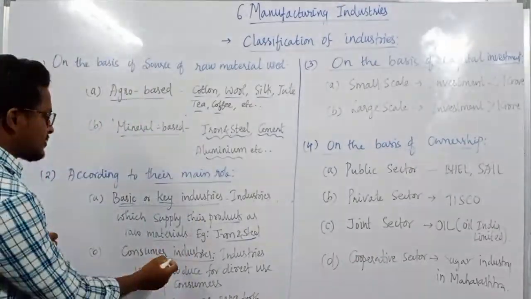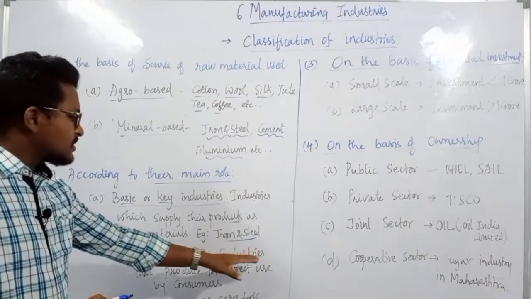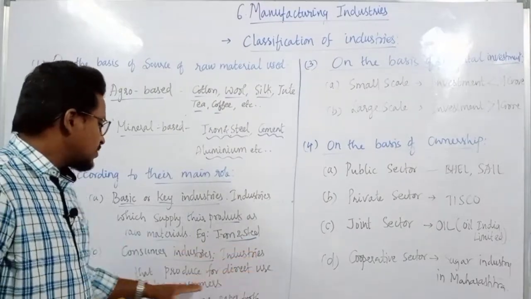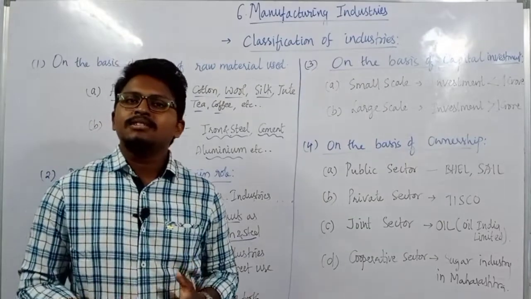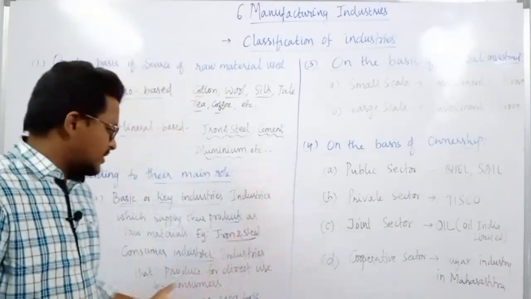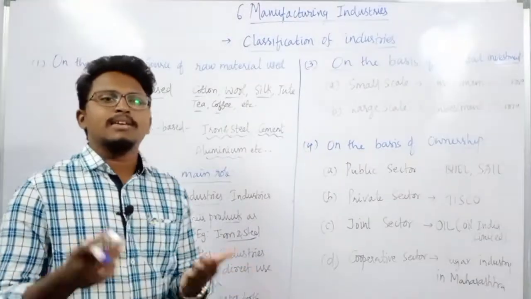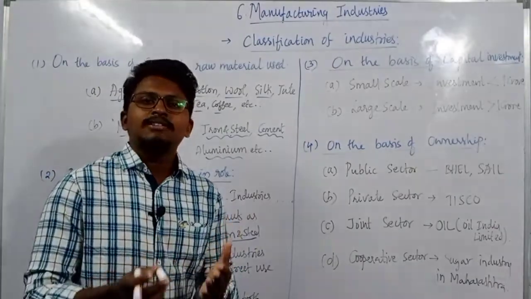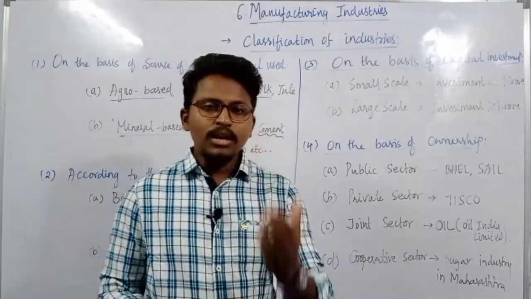Then the next thing is consumer industries. That means those industries that produce goods for direct use by the consumers. Many industries produce many goods which are directly used by the consumers, such as sugar, paper, toothpaste, etc. Many things are there which are directly used by the consumers.